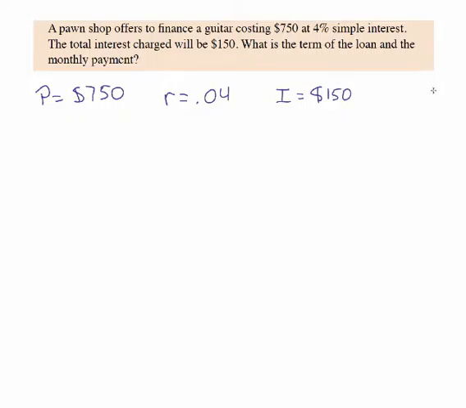Now we've already written down all this information. Finally, we come to the question, what is the term of the loan and the monthly payment? So there's two questions here. First, we're looking for the term of the loan, which is T in our interest formula.